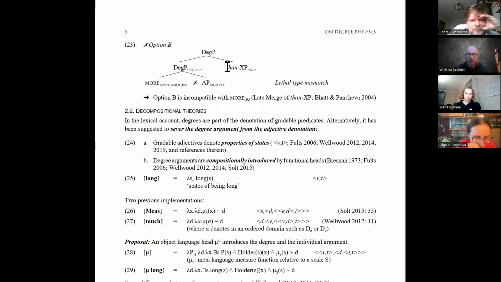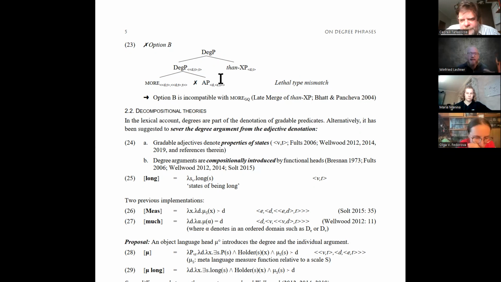Option B, the one that we skipped in the discussion of its detail, is interestingly quite different in the sense that if we construe more and the AP as a constituent, we end up with a type mismatch again. But in this particular case, the type mismatch is lethal. There's a lower type mismatch. There's no type mismatch between the degree phrase and the then phrase, but there's a type mismatch at the lower level, and that type mismatch is lethal.